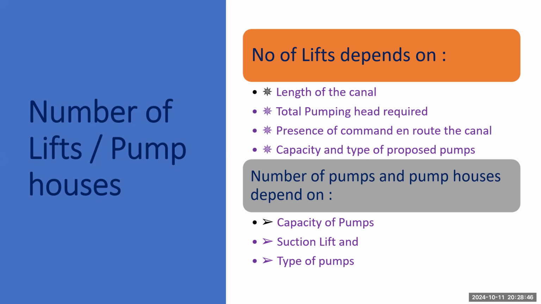Then the number of pumps and pump houses depend on the capacity of pumps worked out and the suction lift. There are two lifts. One is the suction lift, that is from the minimum drawdown level to the pump house level. And second is the delivery lift. The suction lift should be smaller as compared to the delivery lift. And what kind of pumps are used? Based on all these three points, the number of pumps is decided.